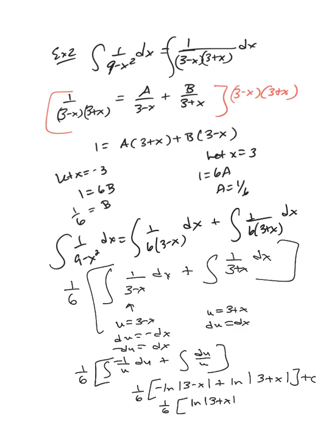Or just think of properties of ln: if I subtract ln, it's the same as dividing the ln's. So I get 1/6 ln absolute value 3 plus x over 3 minus x plus c.